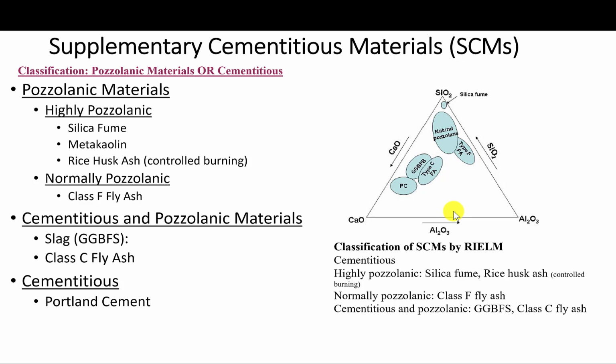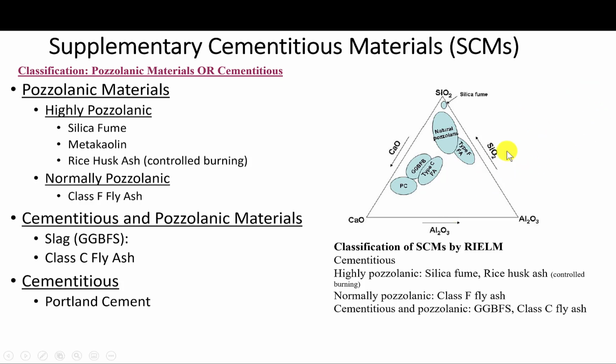We have also the second classification, which is materials that are cementitious and pozzolanic at the same time. Under this category fall the slag, ground granulated blast furnace slag, and the class C fly ash. And of course, we have the purely cementitious materials that are capable of hardening on their own, such as Portland cement.